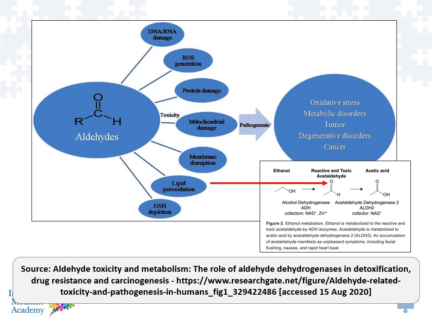So this slide came from a very in-depth article on aldehyde toxicity and metabolism. The bottom line is that these aldehydes can damage DNA. They can generate reactive oxygen species. They can damage proteins, damage mitochondria, deplete glutathione, and have other kinds of effects. So they can cause oxidative stress, mitochondrial damage, and even be involved in triggering cancer.